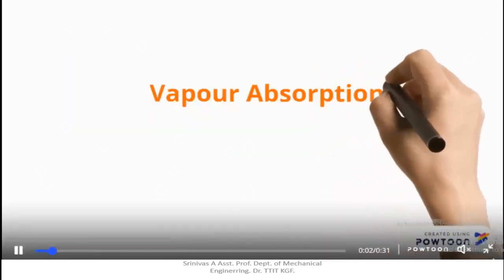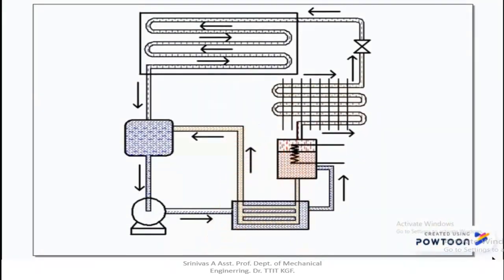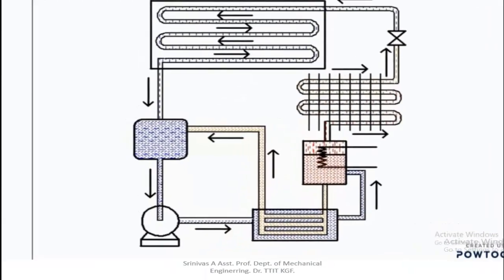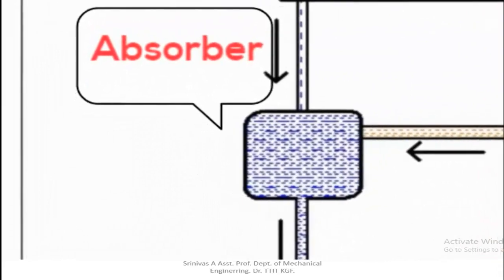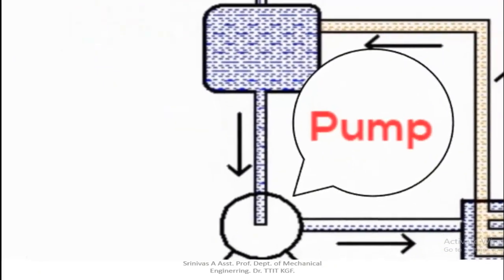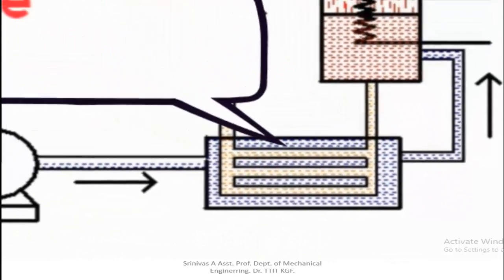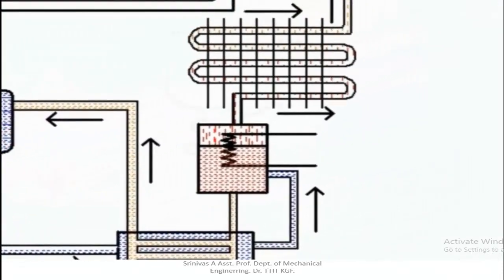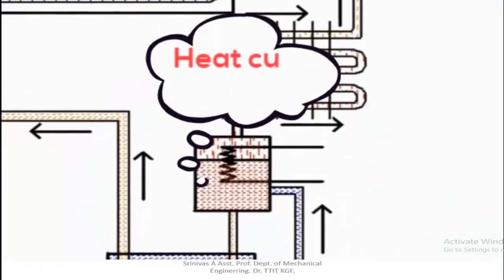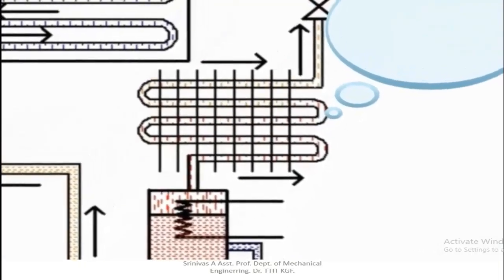And coming to the vapor absorption refrigerator, we'll go to the main parts. First, the absorber. So this is the absorber, and next, the pump will be used to increase the pressure in the circulation system, and this is the heat exchanger for heat transfer, and here the heat come separator. Here the ammonia vapor gets separated.